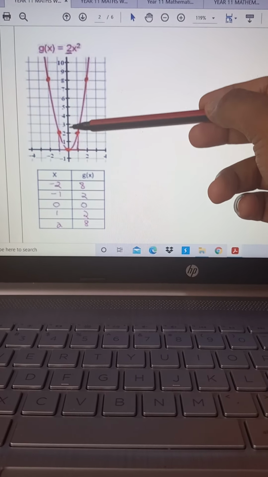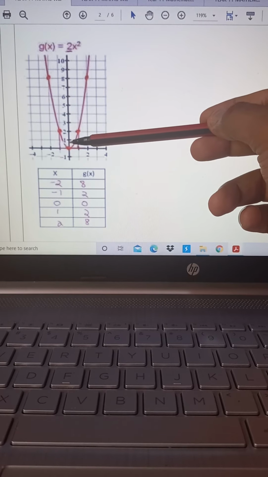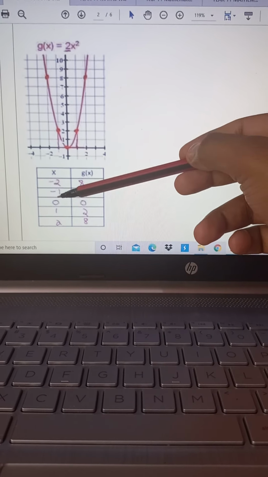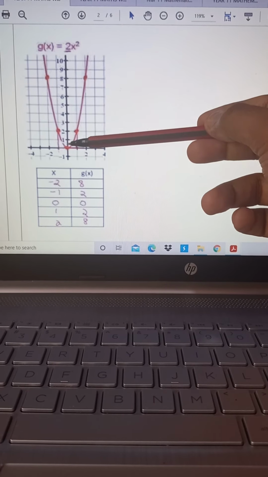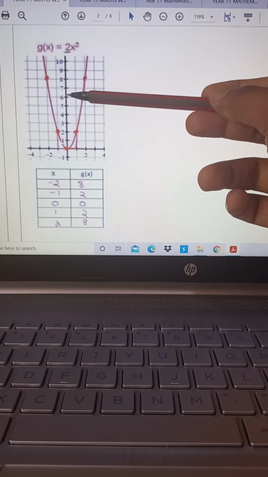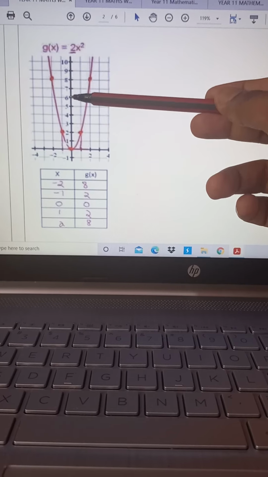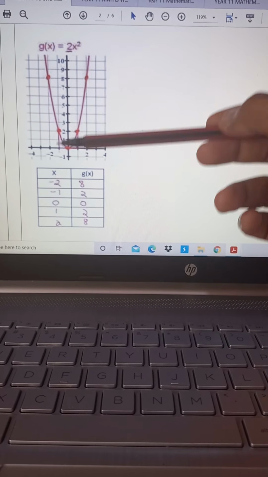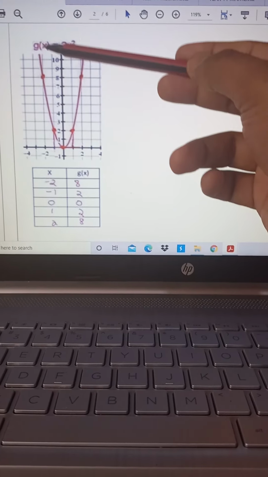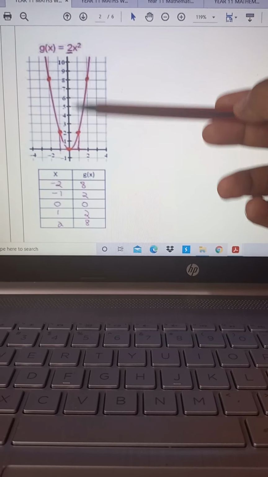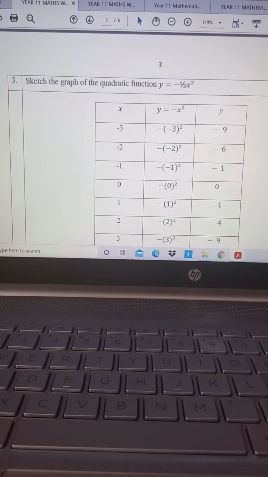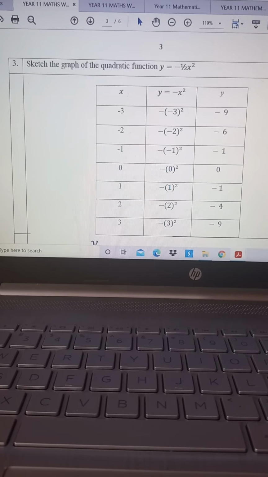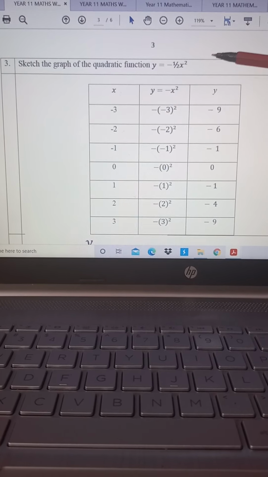Now if you look at this y-axis, all the values are being listed from 0 to 8. All the values are there. We are not missing out on any value. If you miss out values, the shape of your graph won't be accurate. So after we have plotted the 5 points, we can fit in a U shape to complete the graph. I've also got an example here for a negative graph.